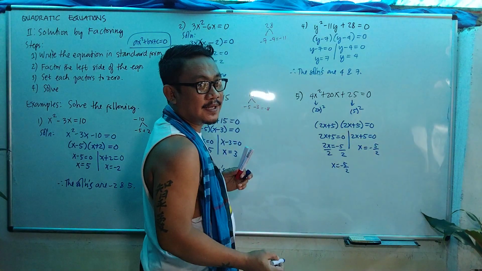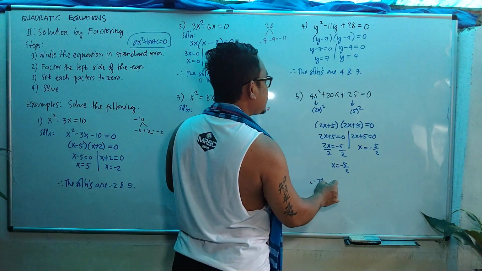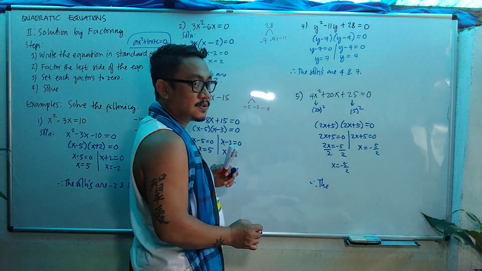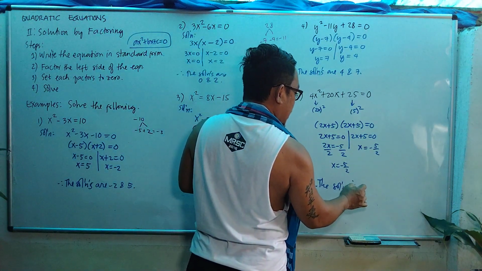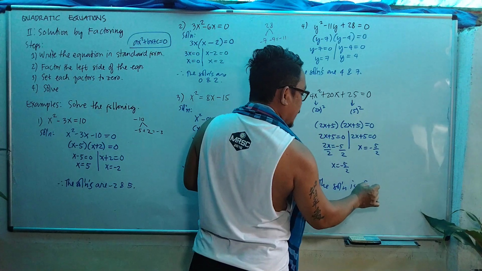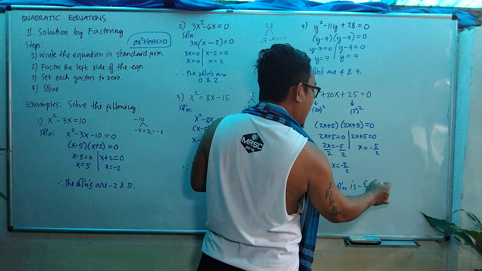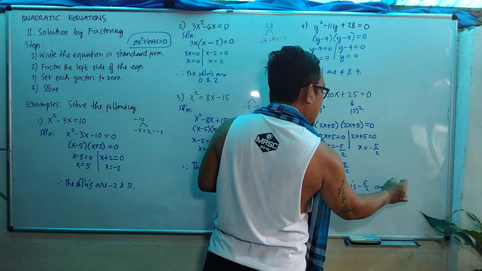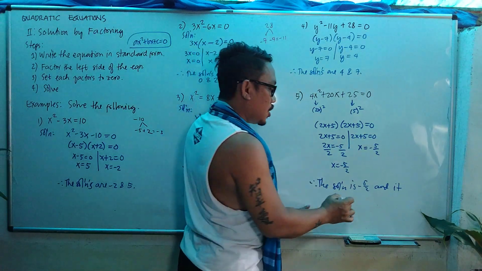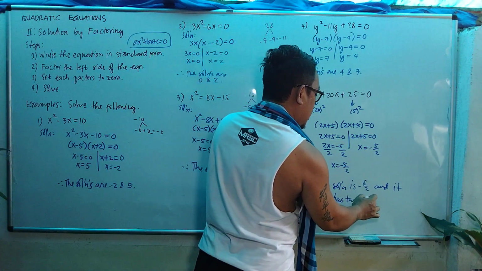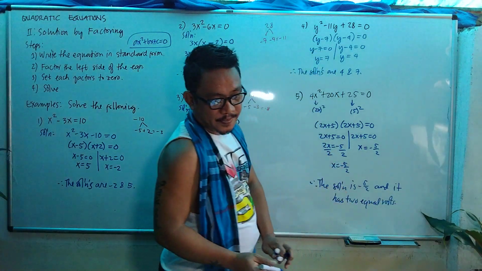Kapareha naman sila. So, what does it mean? Therefore, isa man, the solution is negative 5 over 2. Negative 5 over 2 and isa man siya. It has what? 2 equal roots. Okay?